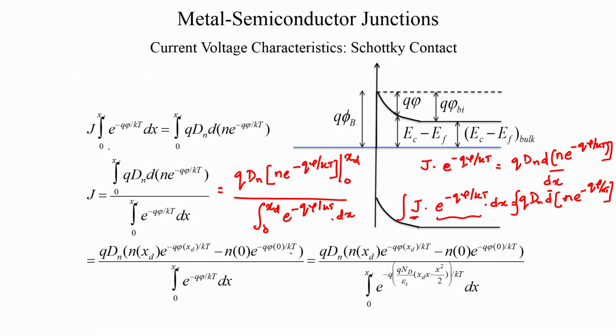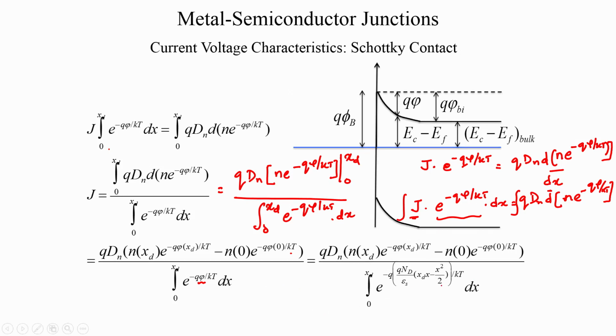And the denominator has got this term phi. The phi is the potential, and we know that the potential varies quadratically with x, right. So, that is the potential. That is what you obtain by solving Poisson's equation, assuming the full depletion approximation. So, we are going to substitute that phi. Because phi is a function of x, and that is that function.